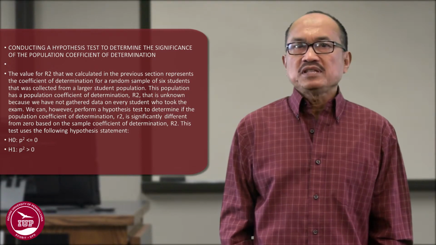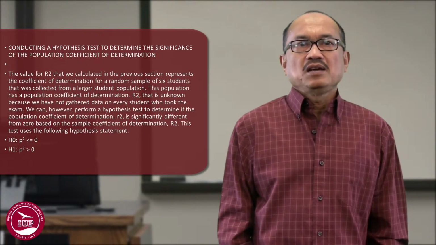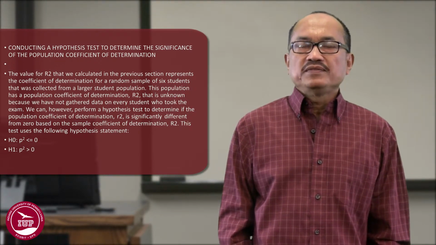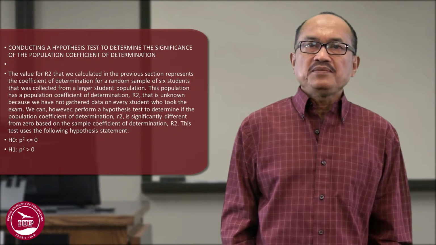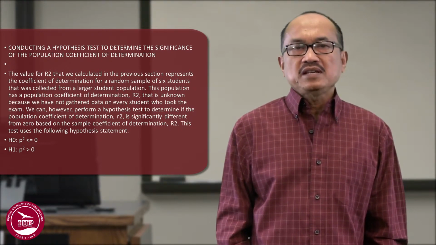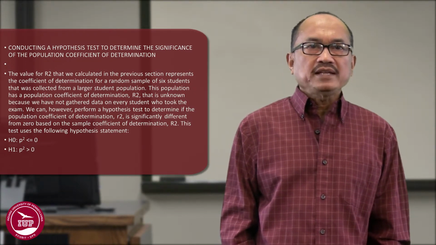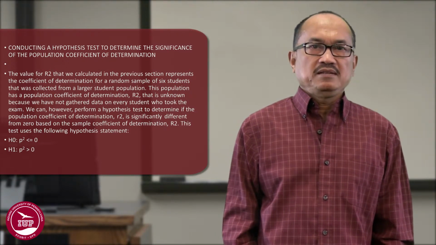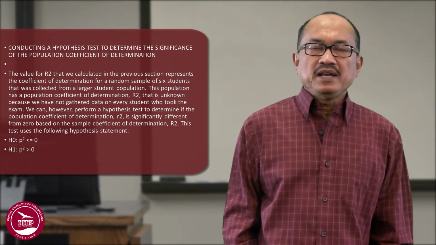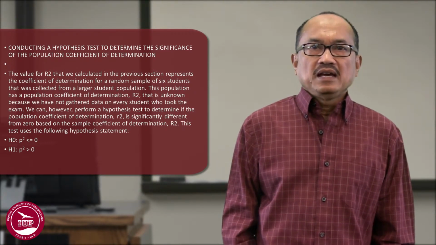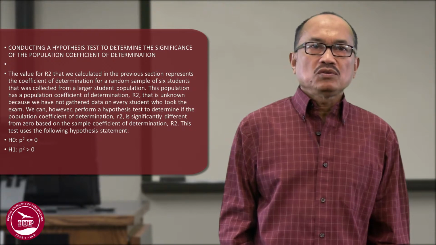Conducting a hypothesis test to determine the significance of the population coefficient of determination. The value of R squared that we calculated in the previous section represents the coefficient of determination for a random sample of 6 students that was collected from a larger student population. This population has a population coefficient of determination, rho squared, that is unknown because we have not gathered data on every student who took the exam.